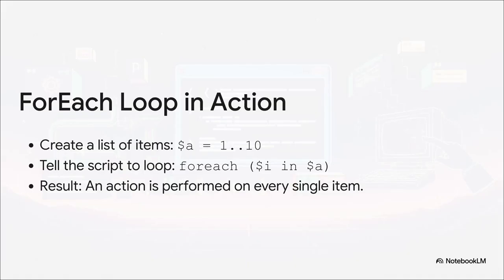Let's look at a quick example. First, we create a simple list of numbers, from 1 to 10. Then, the foreach loop basically says, for each item in that list, I want you to do this one specific action. Now imagine instead of numbers, this was a list of 100 files you needed to rename. The loop would just go through every single one, automatically. That's the core of how we automate repetition.